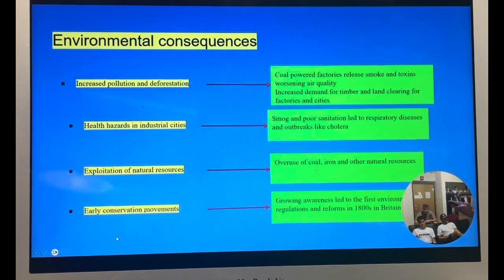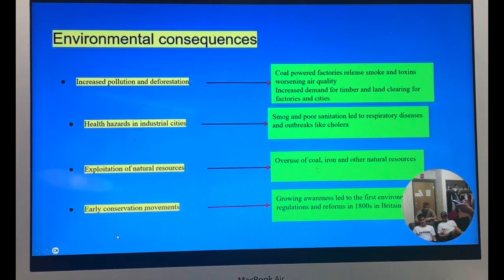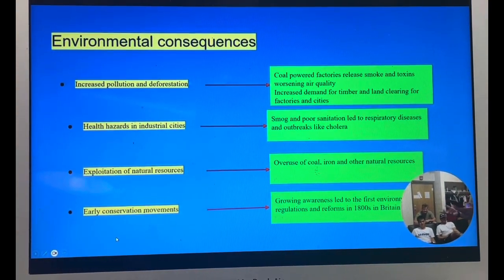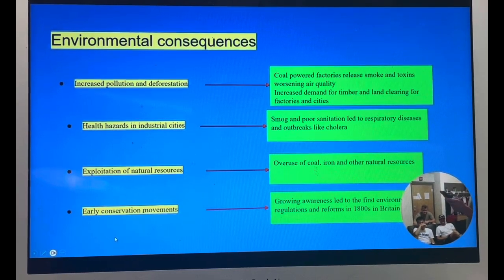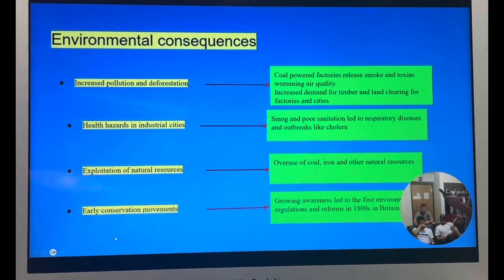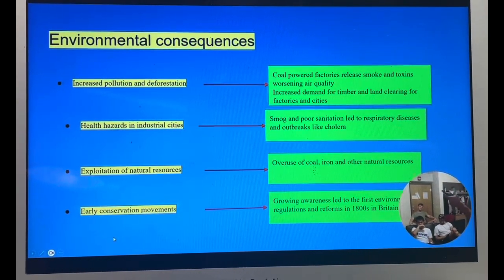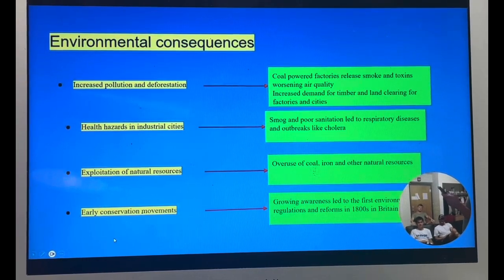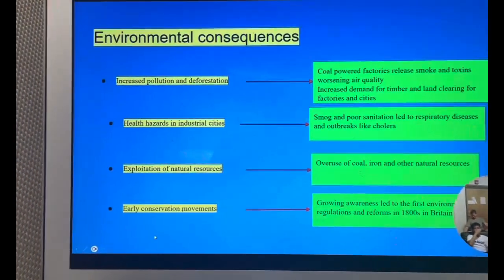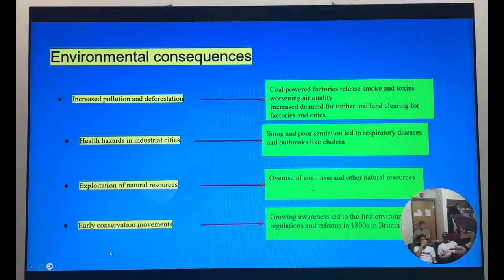Nice. Then the environmental consequences were increased pollution and deforestation, with coal factories releasing smoke and toxins, worsening air quality, and the health hazards in industrial cities were smog and poor sanitation, which led to respiratory diseases and outbreaks like cholera. You might know that one.